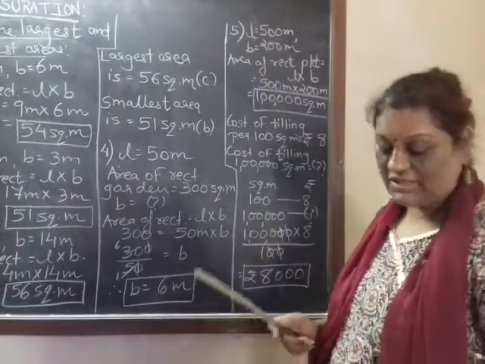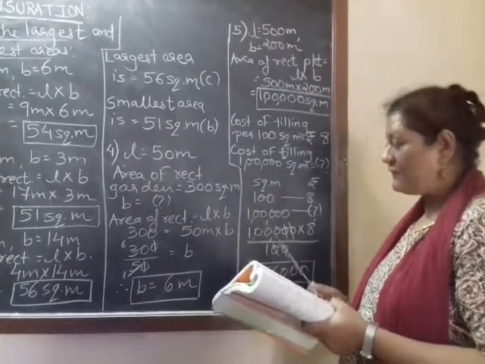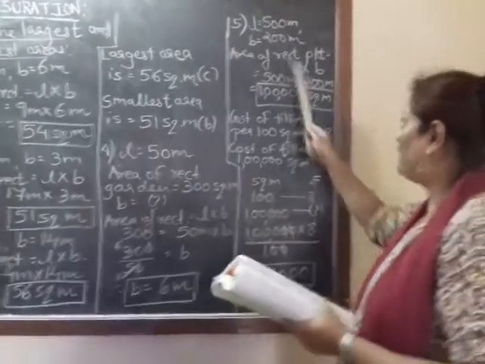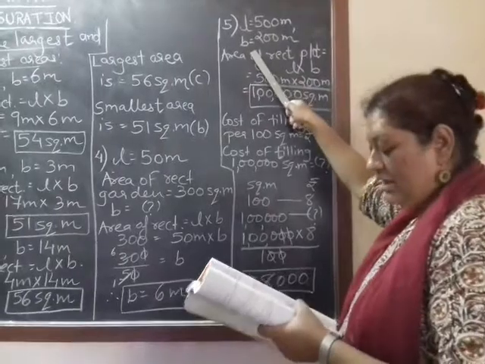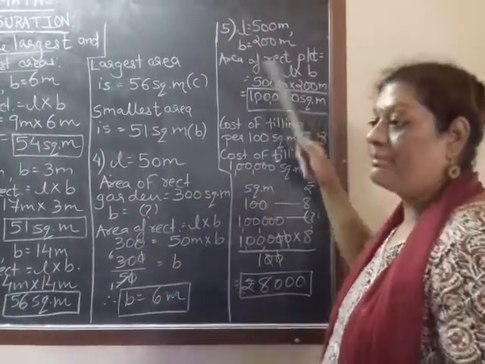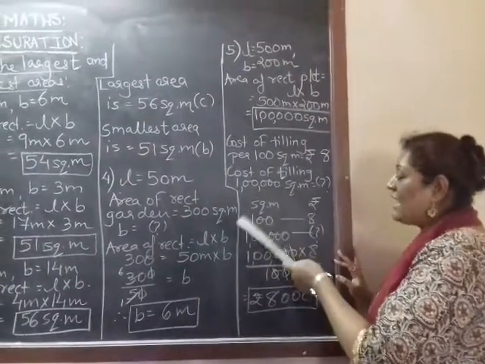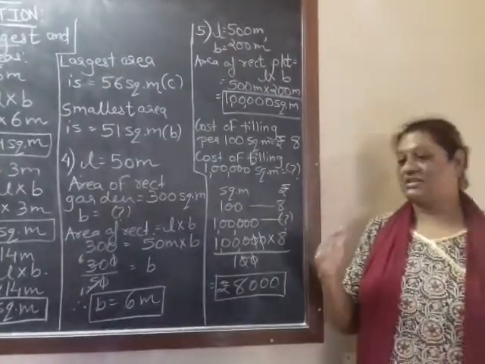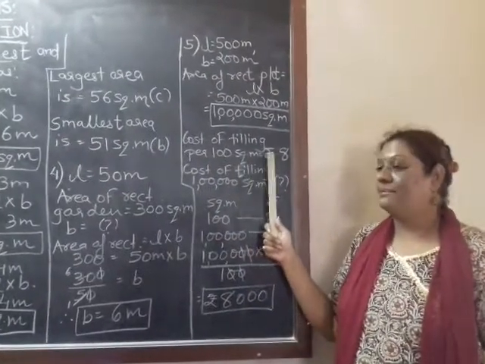Okay, now coming on to the fifth sum. What is the cost of tilling a rectangular plot of length 500 meters, that is L is 500 meters, and breadth is 200 meters wide, at the rate of rupees 8 per 100 square meter. I repeat, rupees 8 per 100 square meter, not per square meter. Per square meter means 1, but here it is given per 100 square meter.